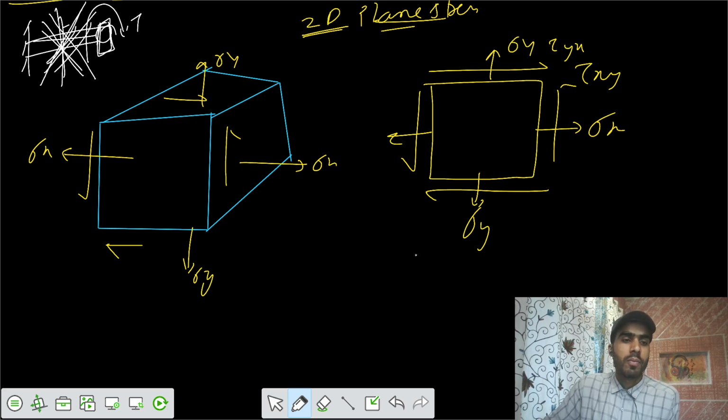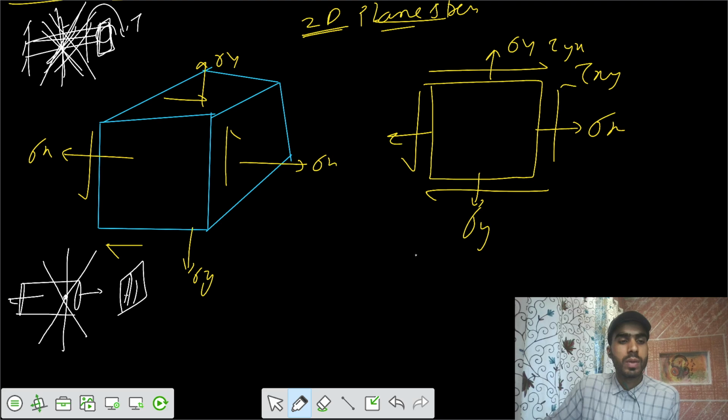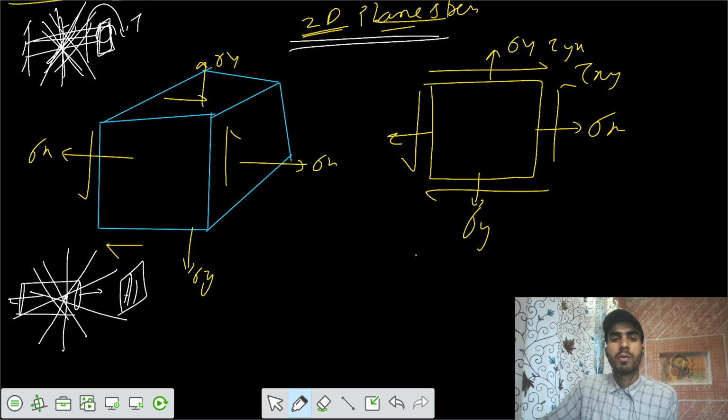Similarly, I got the values of sigma x, sigma y, and tau xy on a particular plane, but I don't know what the values of stresses are on this plane, this plane, this plane, and this plane. So for that, your stress transformation is there.